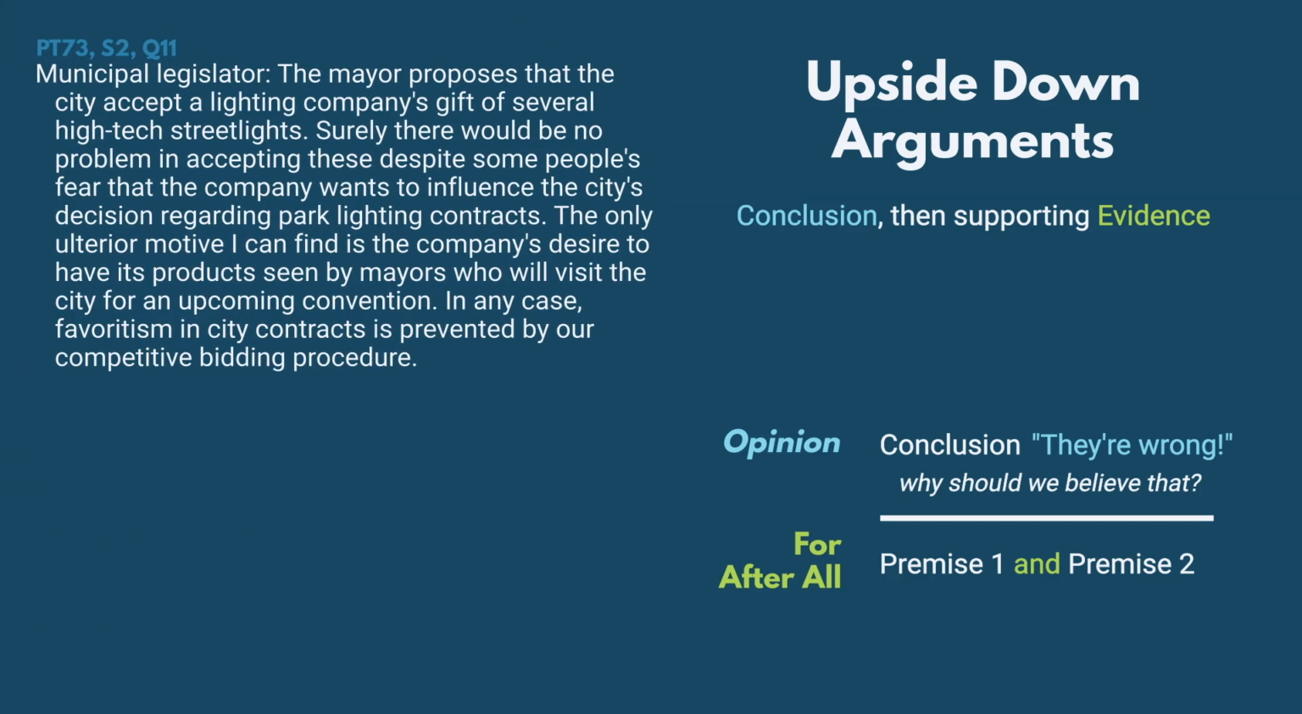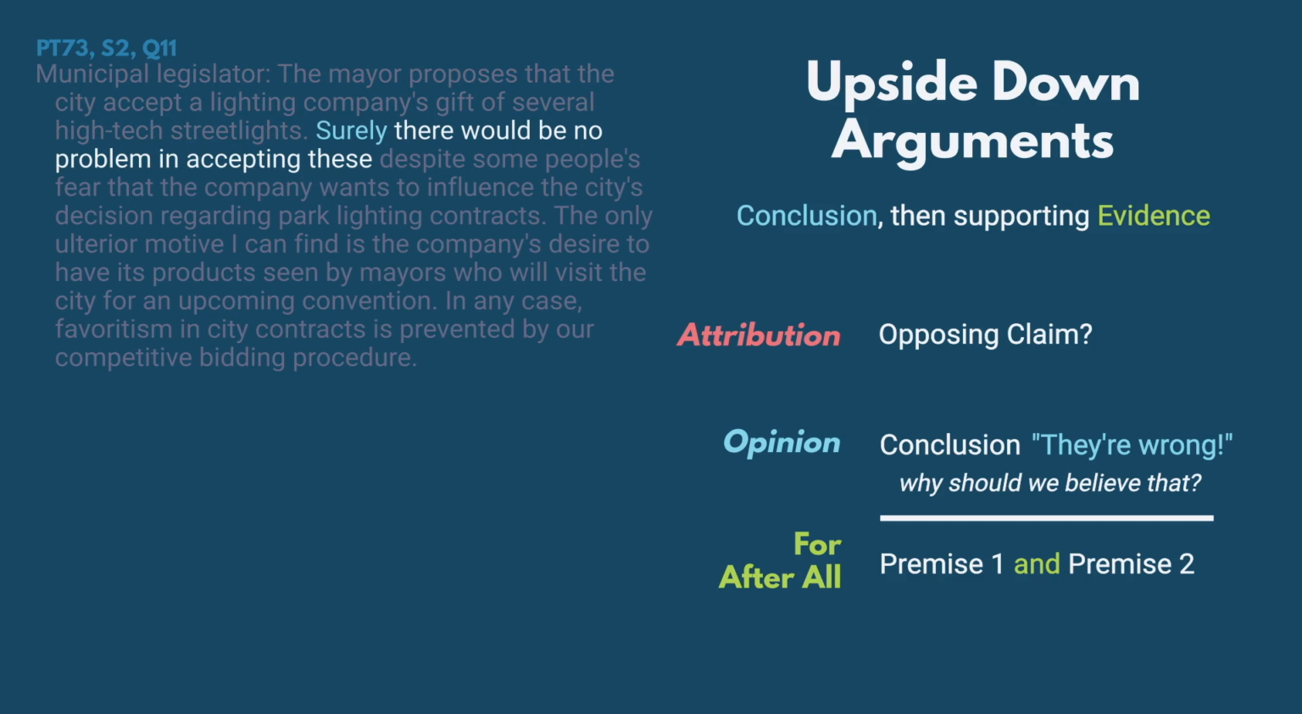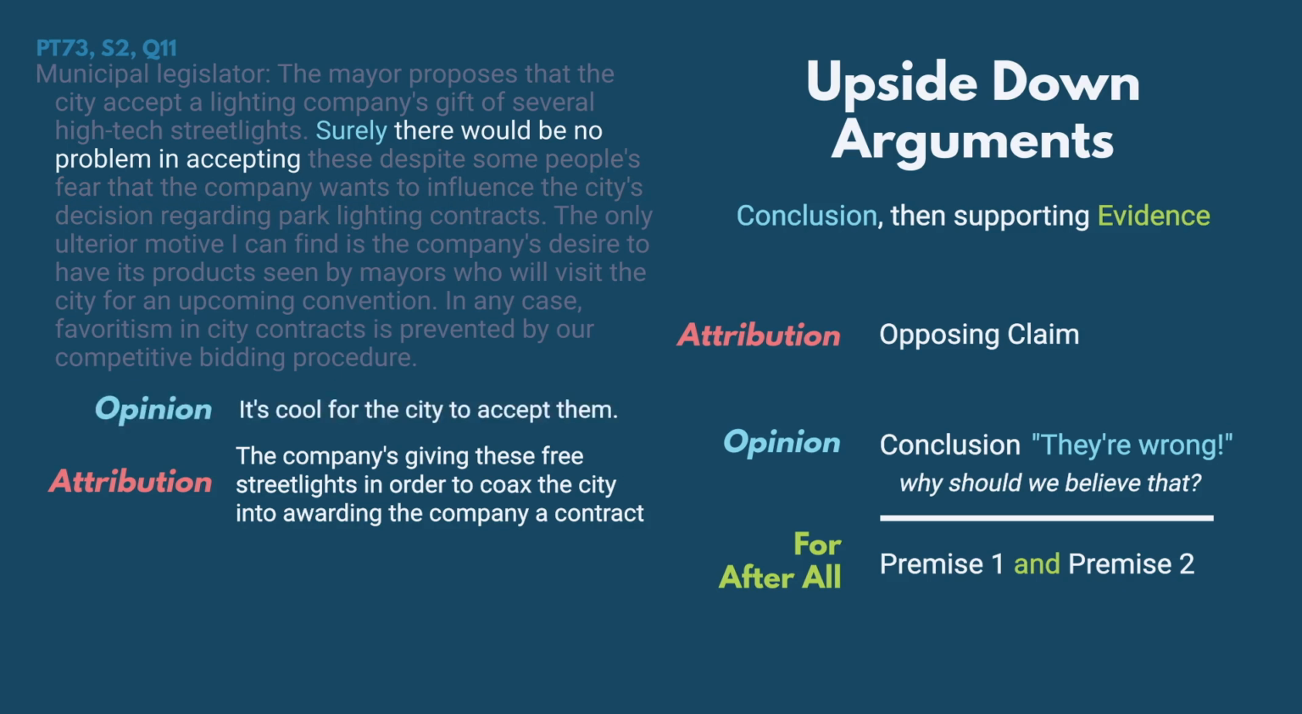In this argument, we start with an attribution. The mayor's saying, I think the city should accept these free streetlights. Is that an opposing claim? Are we going to get a pivot? No, we get an opinion indicator of agreement. Yep, agreed. No problem in accepting them, despite some people's fear. So there is an opposing claim embedded in the second sentence. Some people are afraid the company's trying to bribe the city into a contract, but the author is of the opinion, no, there's no problem. The city can accept them.